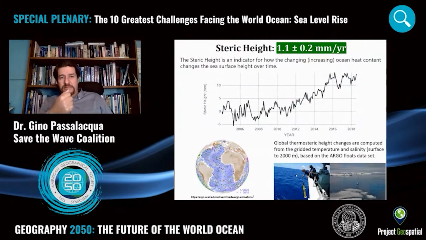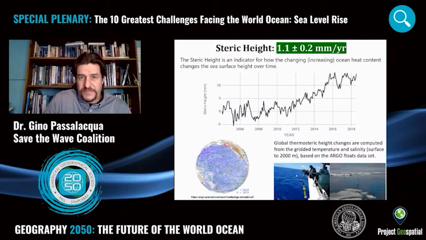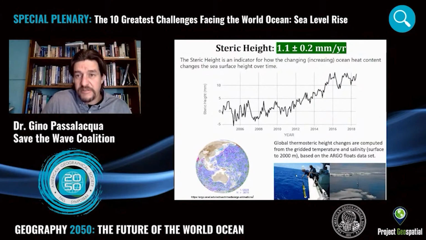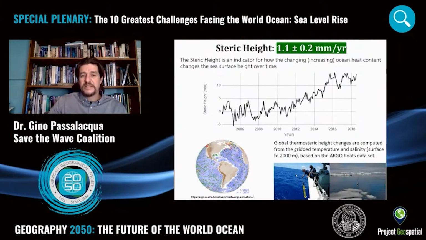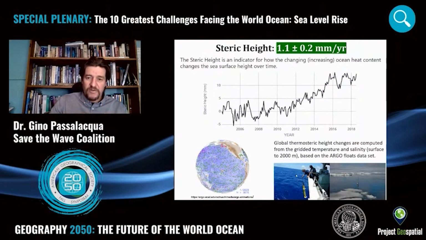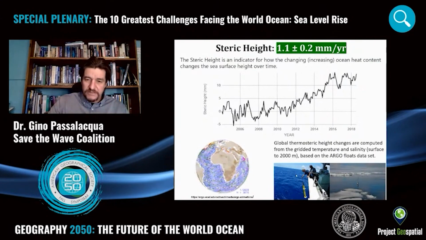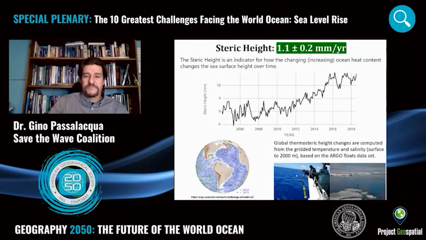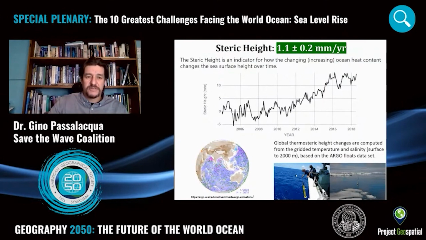The atmospheric height is an indicator for how the change in increasing ocean heat changes the sea surface height over time. So basically it is a measure of how the ocean is expanding due to an increase in heat content. You will know this commonly as thermal expansion. As you can see from this time series, it's been steadily increasing for the last 20 years or so.